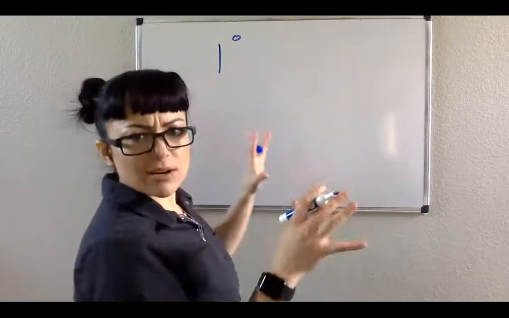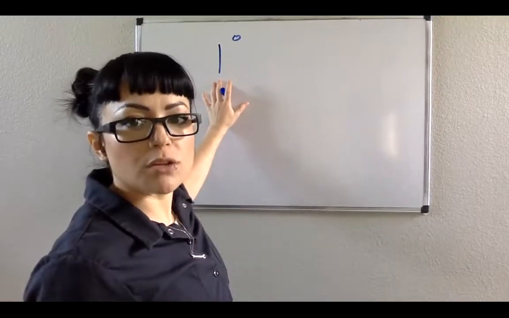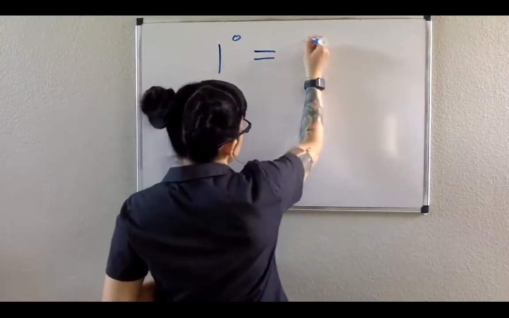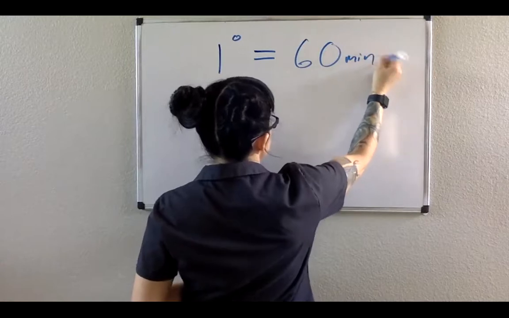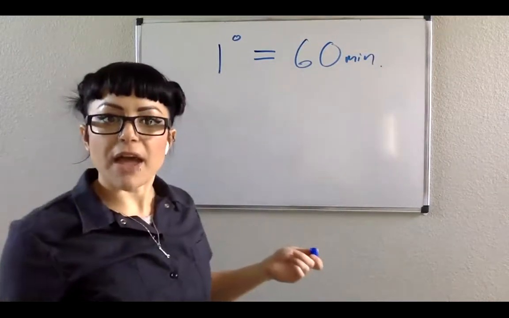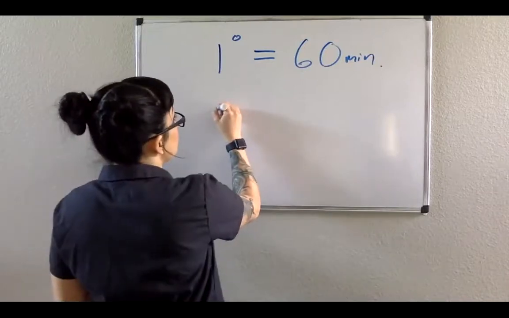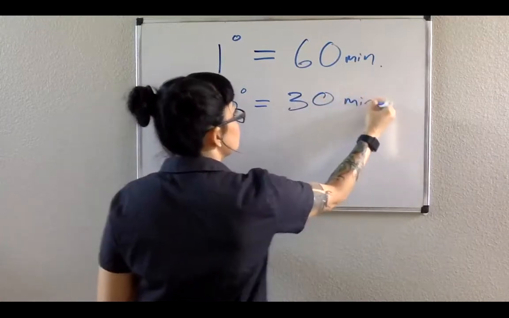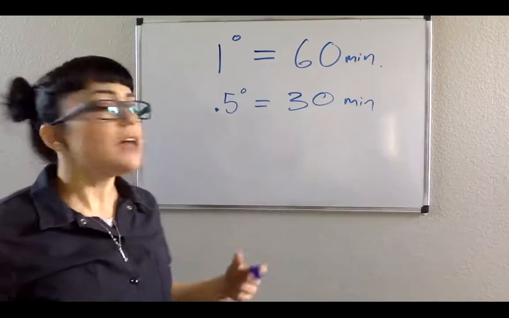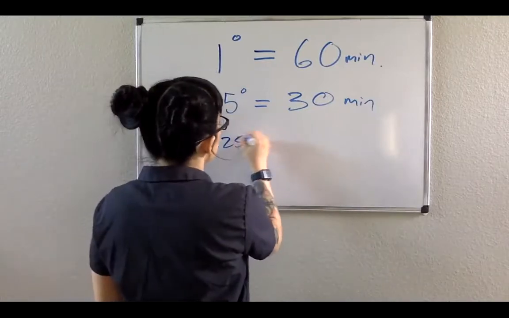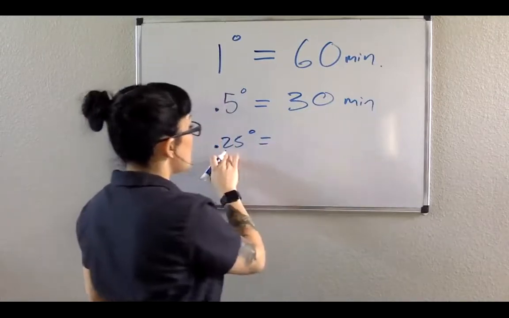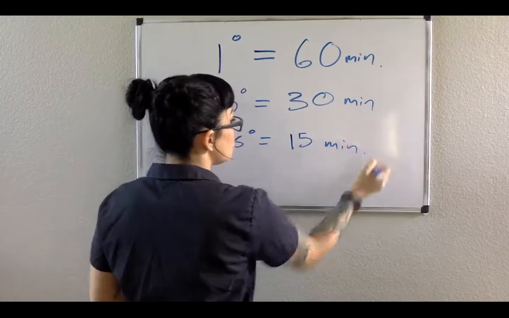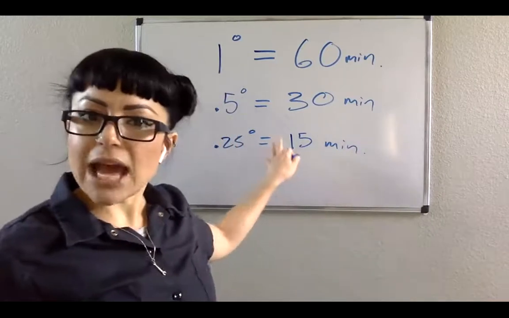So let's make conversions here because most of us know what a degree of an angle is, right? 1 degree is going to equal 60 minutes, like an hour. You can think about that, right? 60 minutes. Half of a degree, or 0.5 degrees, is going to equal 30 minutes, half an hour. That makes sense, right? And so on and so forth. So a quarter of a degree, 0.25, is going to equal 15 minutes. So when you see the term minutes, that's what it's referring to.